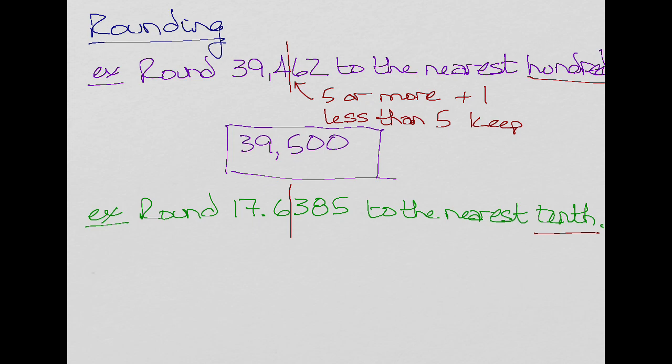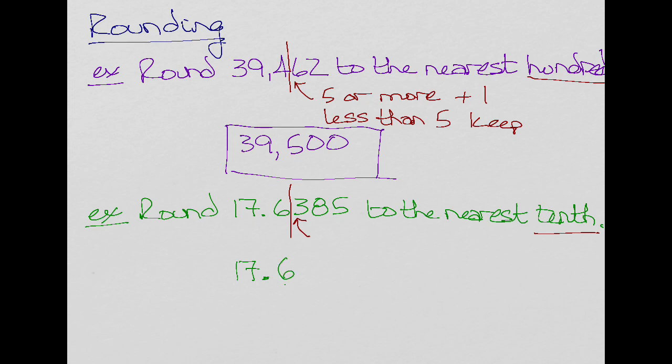I'm looking at the number to the right of that line that I just drew. And same thing, if that number is 5 or more, I'm going to bump up by 1. If it's less than 5, I'm going to keep my number the same. 3 is less than 5, so I'm going to keep the 6 the same. I'm not going to do anything to it. My rounded number is 17.6.